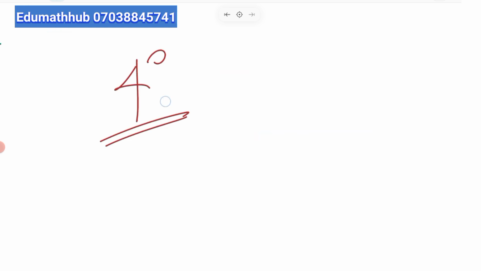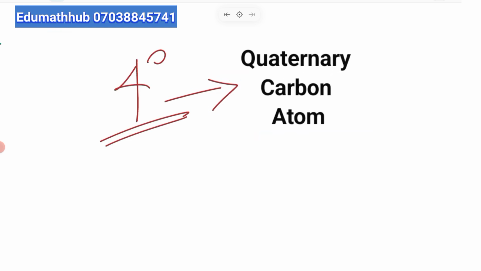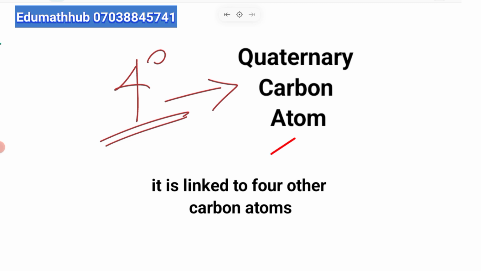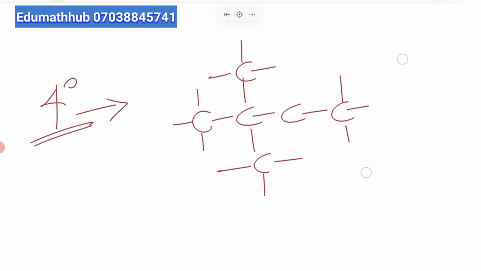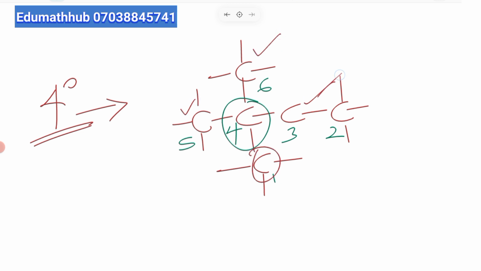The next one is a 4th degree carbon atom or the quaternary carbon atom, and this is a carbon atom that is linked to 4 other carbon atoms. Now, if you look at this structure, let me number it first. If I'm looking for the 4th degree carbon, that will be a carbon atom that is attached to 4 other carbon atoms. So, this one here is a quaternary carbon or a 4th degree carbon because it is connected to this carbon atom, it's connected to this one, it's connected to this one, and it's connected to this one. So this carbon 4 is a 4th degree carbon atom.